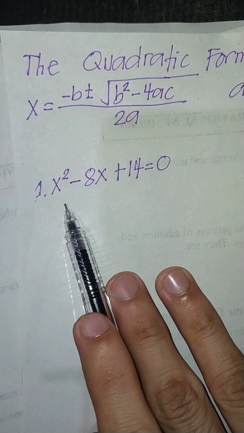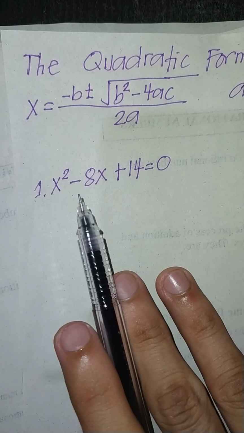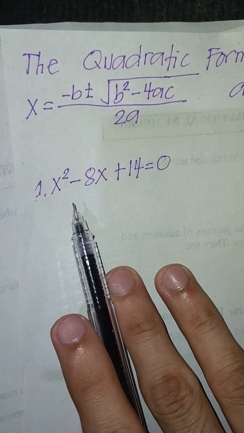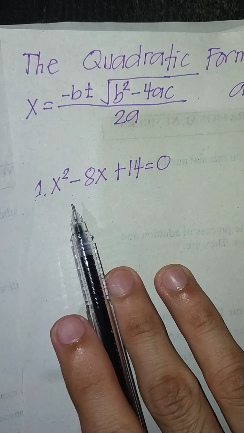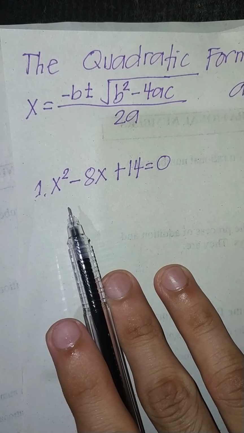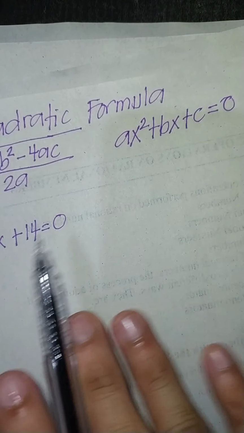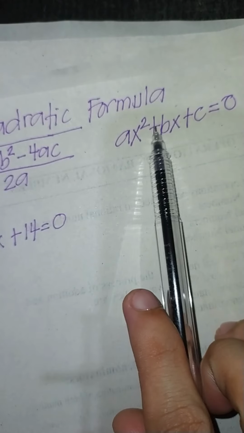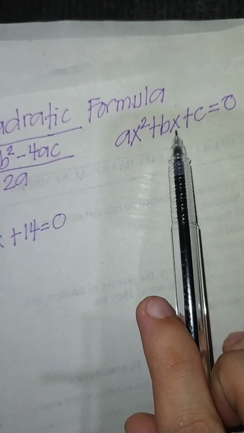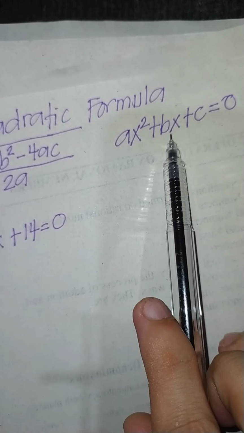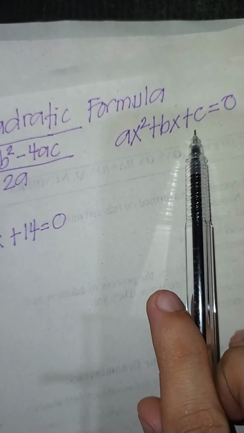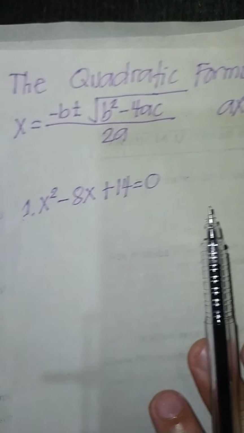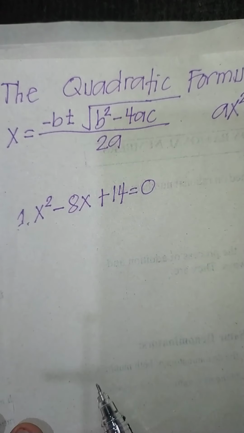Okay, so we have x squared minus 8x plus 14. Bago natin ma-solve itong quadratic equation, kailangan mo muna i-identify kung saan si A, saan si B, and saan si C. Always mong tatandaan, yung A, ang katabi niya talaga is yung x squared, yung x na may exponent na 2. Yung B, katabi niya talaga is x, or yung variable na ang exponent is 1. And yung c, walang kasama na variable, number lang siya. So in the given example, we have x squared minus 8x plus 14.